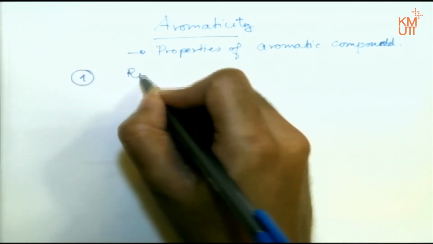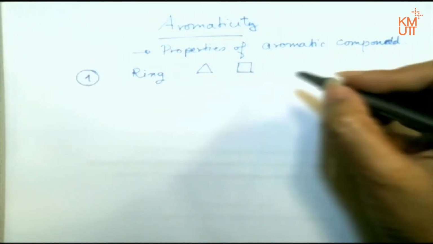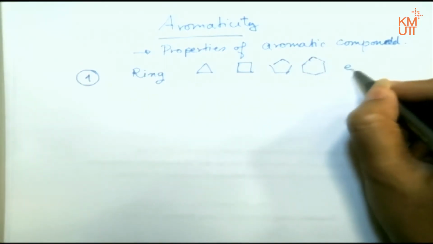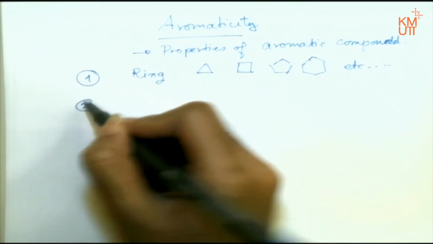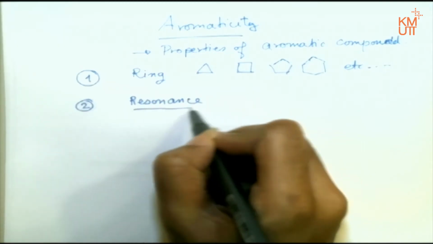The first thing, of course, is that it must be a ring. It could be this ring, cyclobutane, pentagonal, or this one, etc. It must be a closed structure. If you have a linear structure, we don't call it aromatic, even if the linear structure has another property of aromaticity. It is not aromatic because it doesn't form a ring. So the first thing, let's see if it is a ring or not. If not, it's not aromatic. Second, you must have something like this. This is the very specific property of an aromatic ring, which is called resonance.